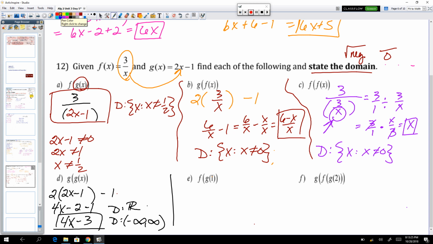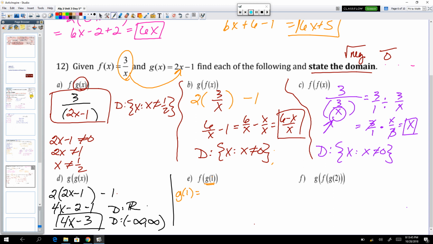We work inside out. Now, my preference for this is to do this in 2 steps. First, I like to find the inside, g of 1, and once I find that, I'm going to take that and put it into the f function. So follow along with me on this one, and then if you are a person who likes to do it all in one step, we will do that as well in a minute.